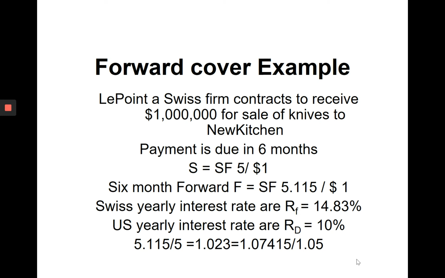Again, an old example, the Swiss franc is 5 Swiss francs per dollar, and we call this S, or spot. S for spot, the spot exchange rate for the Swiss franc today. 6 months forward also has a known price today. This is the price you see. And notice that this price is different from S. F, or forward price, is 5.115 Swiss francs per dollar.